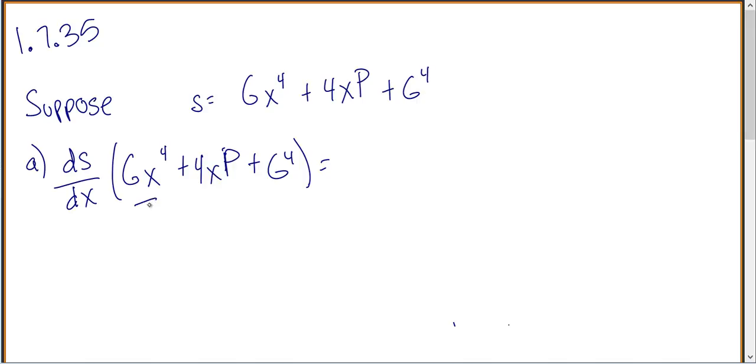When I look at this first term, I have a g, but x is my only variable, so g just counts as a constant. It's just going to stay there, just like if it was a 6. And x to the fourth, that would be 4x cubed.